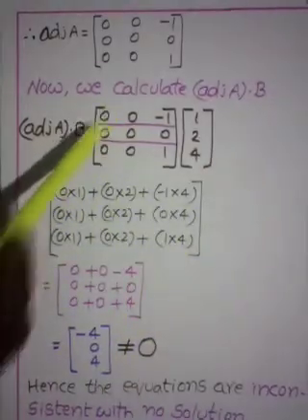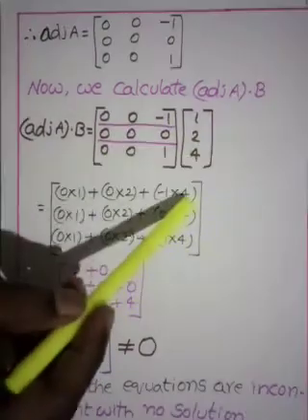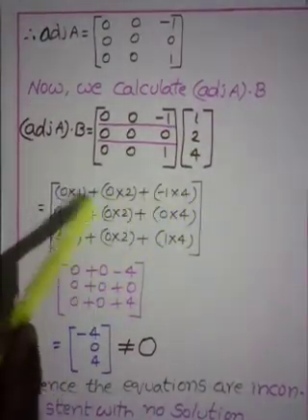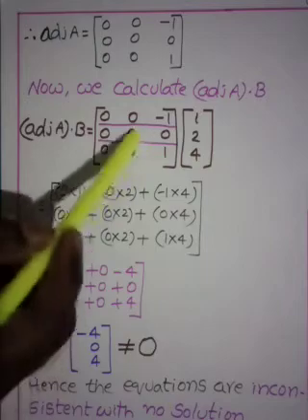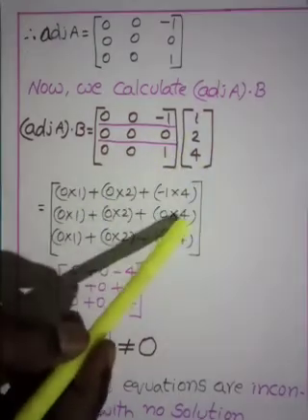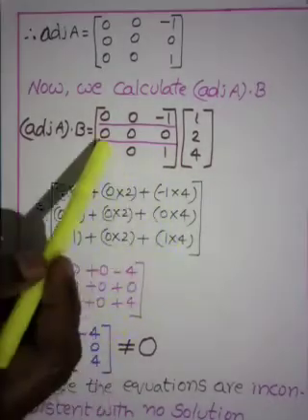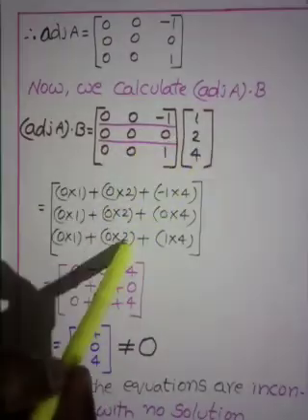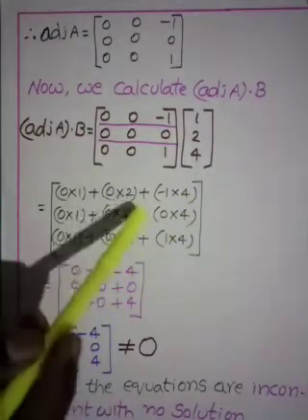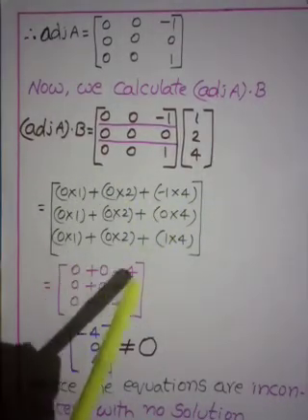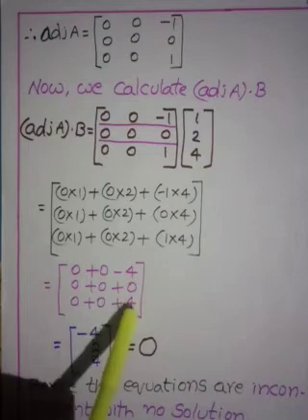Like that. So 0 into 1 plus 0 into 2 plus minus 1 into 4. This is the element in the first row. Second row: 0 into 1 plus 0 into 2 plus 0 into 4. This is the second row element. Next we take the third row: 0 into 1 plus 0 into 2 plus 1 into 4. This is the third row element. Now we simplify these numbers. What will you get here? 0 plus 0 minus 4. Second element is 0 plus 0 plus 0. And third element 0 plus 0 plus 4.